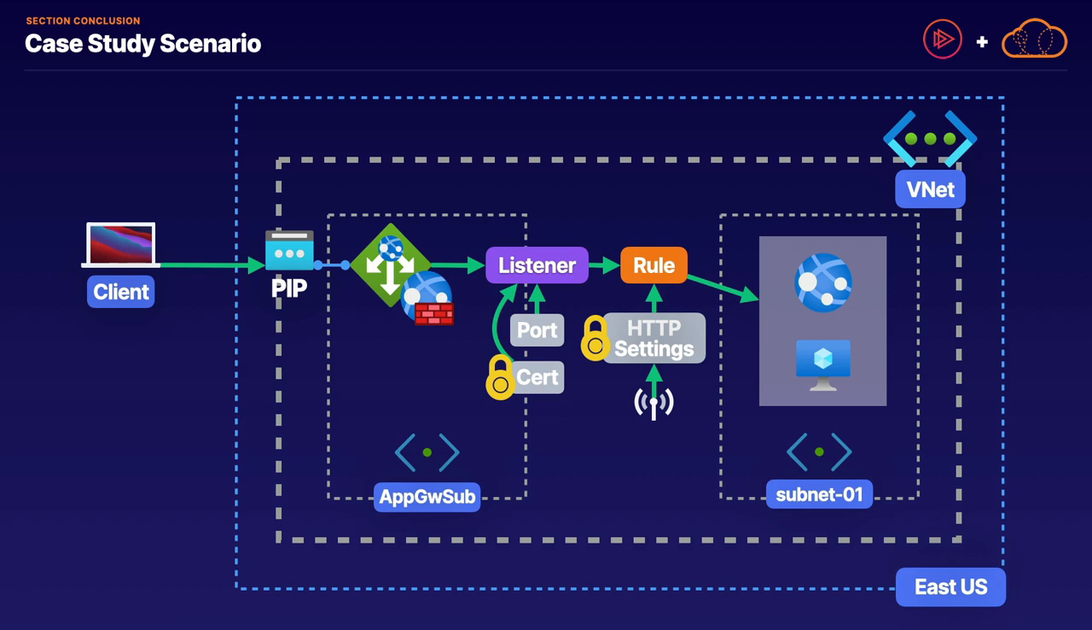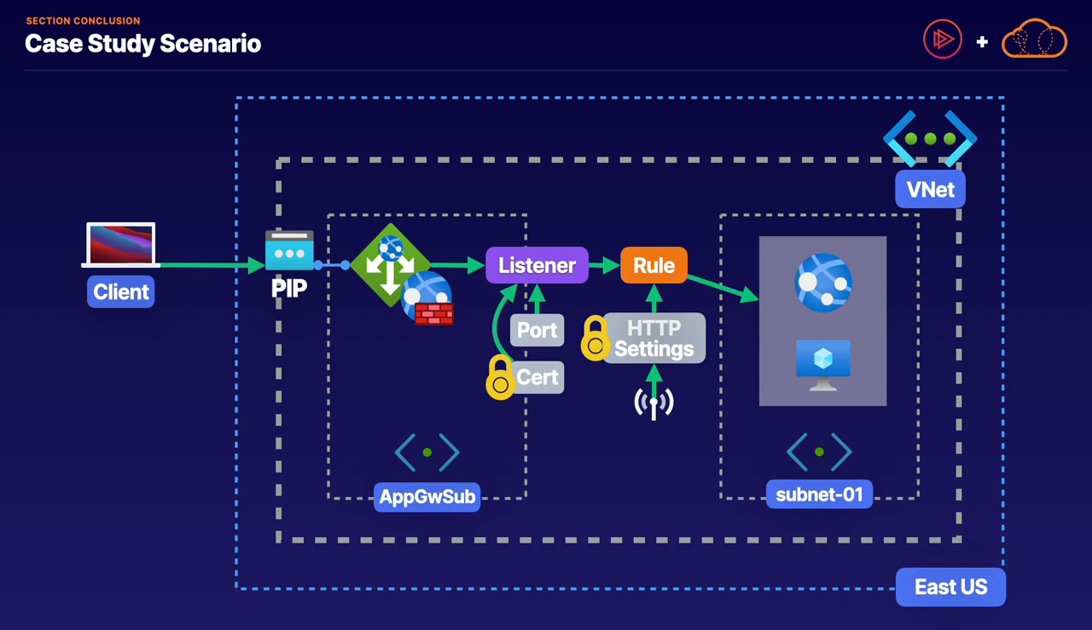And that listener is also associated with a rule, and this is our routing rule. And this routing rule has our HTTP settings that also determines how we're going to configure that TLS encryption between the Application Gateway and those resources in our backend. Additionally, it is also where we have that custom probe configured to be able to check whether or not those resources in our backend are healthy and able to service our requests.